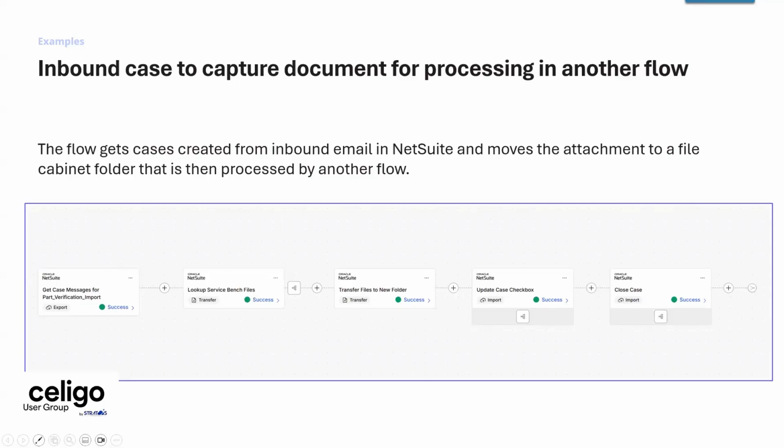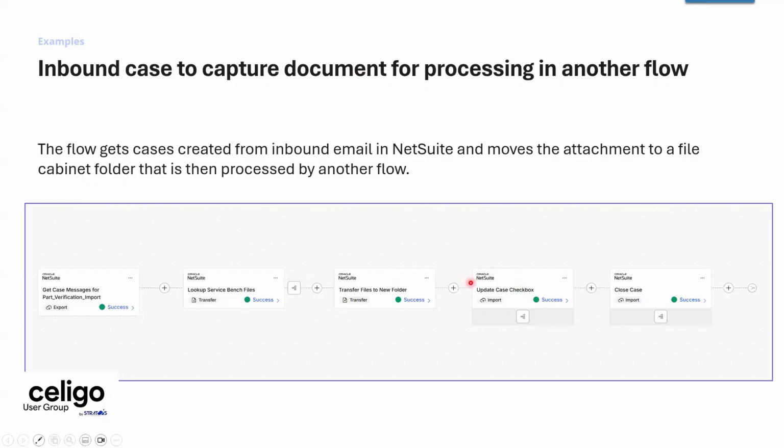So what we do with this flow is we take that case that's been created and we want to process that document in a different flow. So here we get the case that we want to manipulate. In this case, we're doing a separate lookup step. We're transferring the file to a new folder in NetSuite. You know how we talked about the file cabinet folders. So here we specify the file cabinet that we're going to pull the document off of the case. We're going to transfer that file to the new folder in NetSuite, and that folder is where we're going to pull that file out of for processing in another flow.